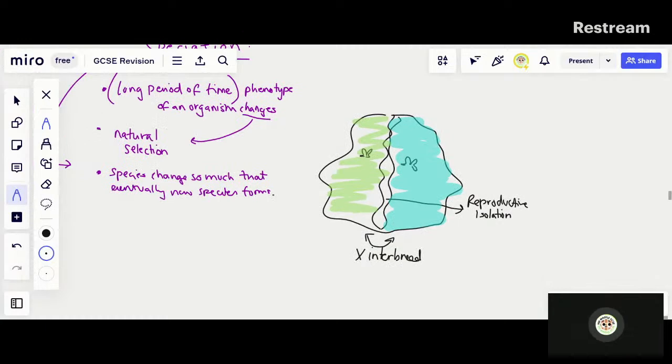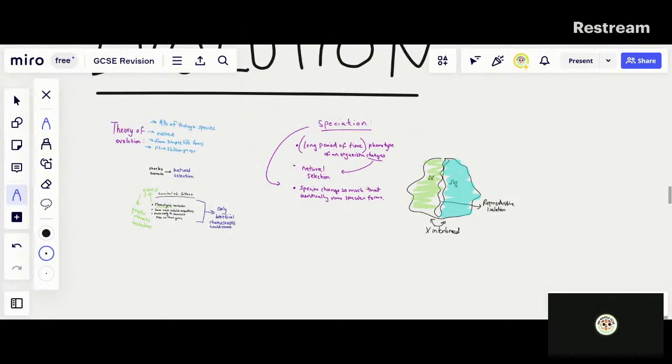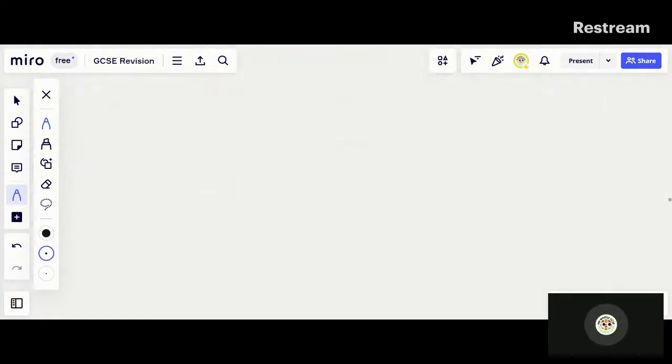Now, extinction is also another really key point that you need to touch on. Extinction is when there are no individuals of a species that remain.